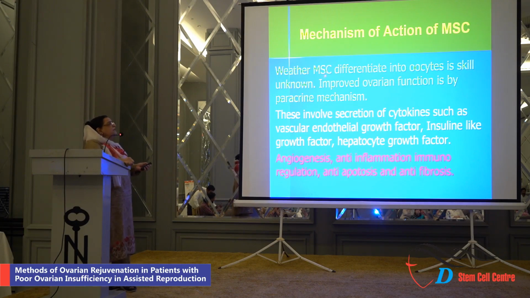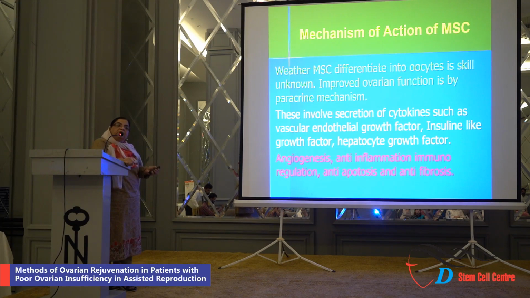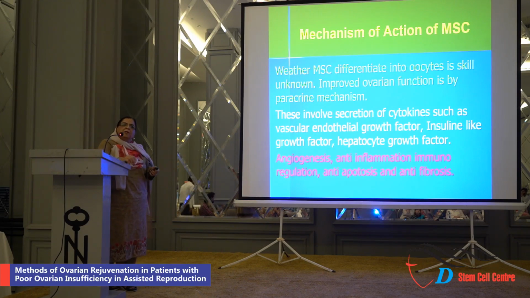We don't know whether these MSCs can differentiate into oocytes, but their action involves the secretion of cytokines. They have paracrine roles. So when we inject them into the ovaries, they act through paracrine roles. That is, they secrete various growth factors that help in the growth of the remaining follicles, so we are able to obtain a good portion of eggs from those.